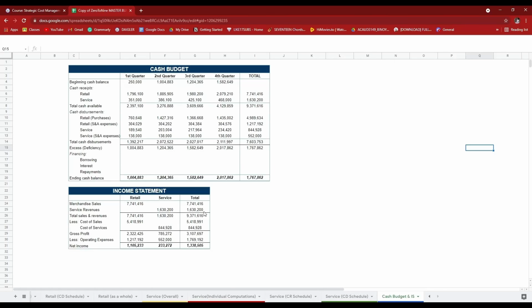Now, in all, for merchandise sales, 7,741,416 plus the service revenue of 1,630,200, the total sales and revenue is 9,371,616, less the cost of sales of 5,418,991 and 844,928. The gross profit for both retail and service for the year is 3,107,697, less the total operating expenses of 1,769,192. The total net income for the year for both retail and services is 1,338,505. That would be all.